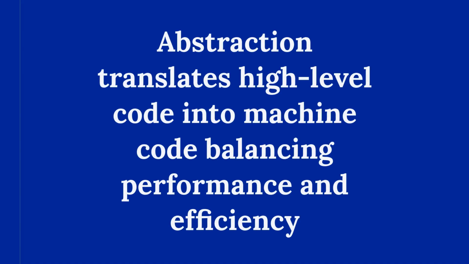Abstraction involves translation tools and runtime environments. High-level code is converted into intermediate and machine code. This process introduces some overhead but is mitigated by modern optimizations. The abstraction layers balance performance with development efficiency. Understanding this process is crucial for effective software engineering.